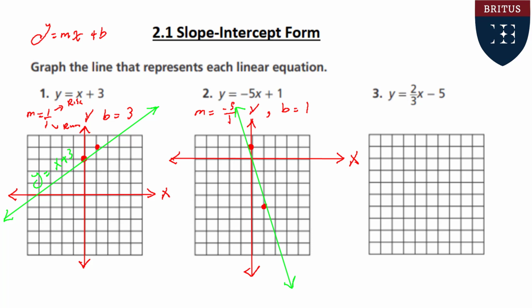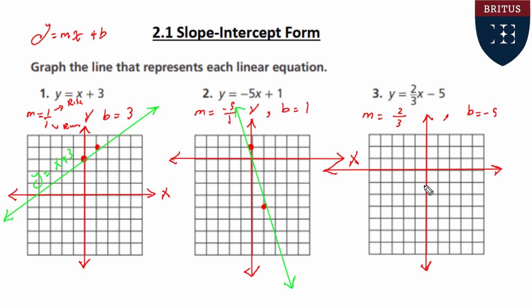By the same way, y equals 2/3 x minus 5. The slope is equal to what? 2/3. The y-intercept equals negative 5. Now draw x-axis and y-axis. We have x-axis, y-axis. You can use a ruler, guys, by the way. And the y-intercept equals what? Equals negative 5.